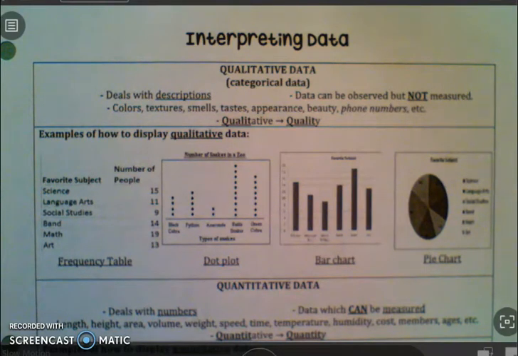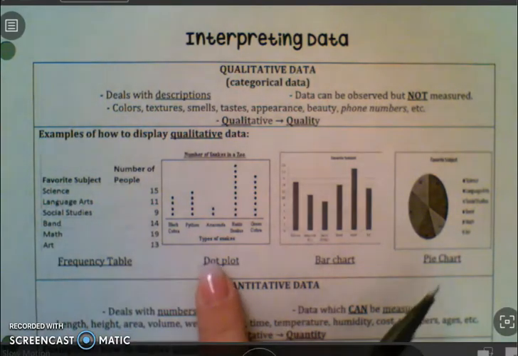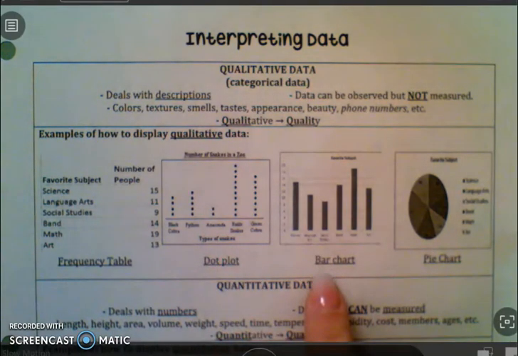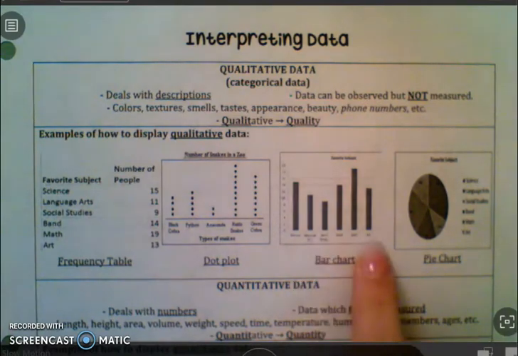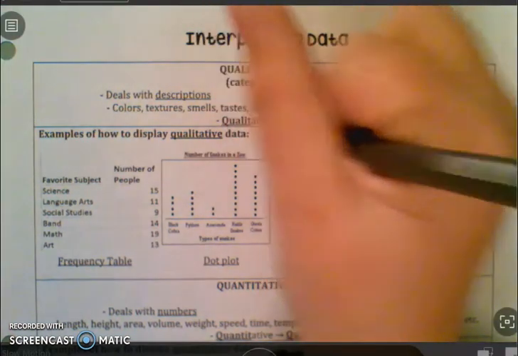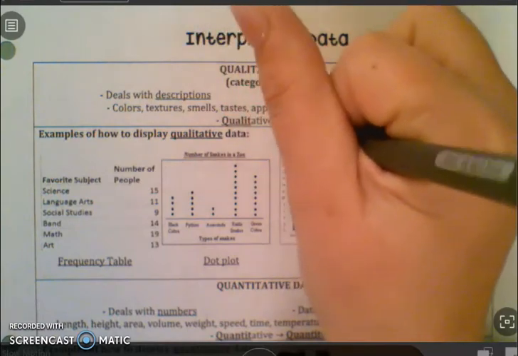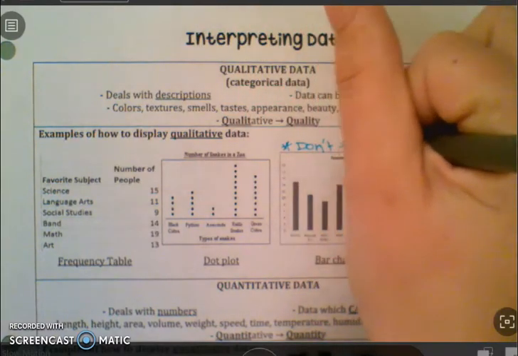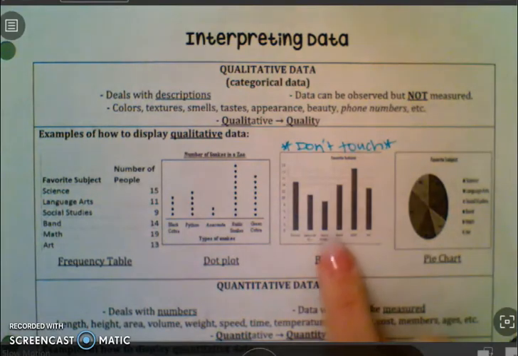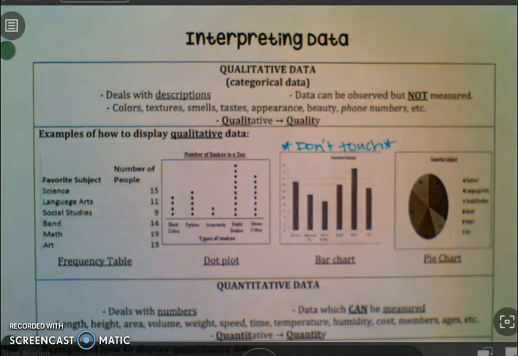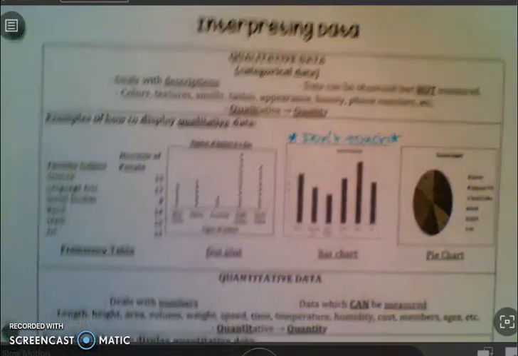So qualitative is quality. Examples of how you display qualitative data would be a frequency table, a dot plot, a bar chart, or a pie chart. So the bar chart, notice how the bars are not touching. They don't touch. That's important because what we did yesterday with histograms, the bars do touch. So a bar graph or a bar chart, they do not touch.